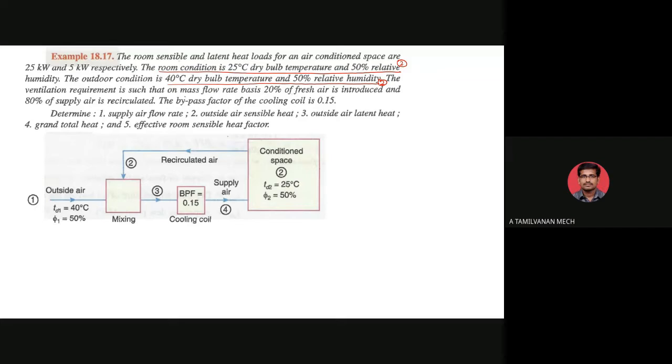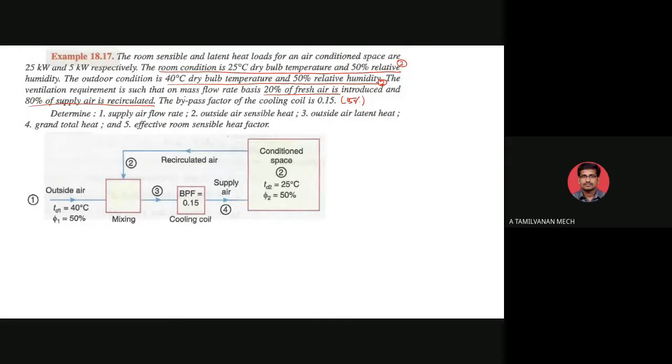The ventilation requirement is such that, on a mass flow rate basis, 20% fresh air is introduced and 80% recirculated air is used. The bypass factor of the cooling coil is 15%, that is 0.15. From the given data, we are going to determine the supply air flow rate, the outside air sensible heat, the outside air latent heat, then the grand total heat, and last the effective room sensible heat factor. So these are the parameters that you are going to find.